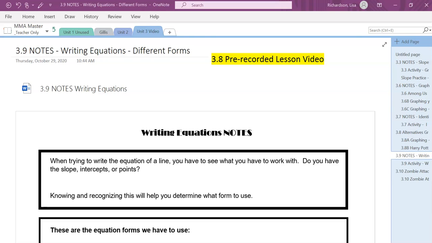3.9 notes, writing equations. This will be the first section of writing equations that we do. When trying to write the equation of a line, you have to see what you have to work with. Do you have the slope, which is our m? Do you have the intercepts where it crosses the axis? Or do you have random points? Knowing and recognizing this will help you to determine what form to use.